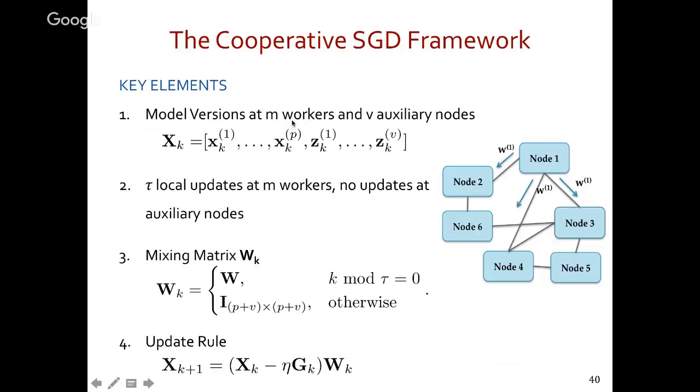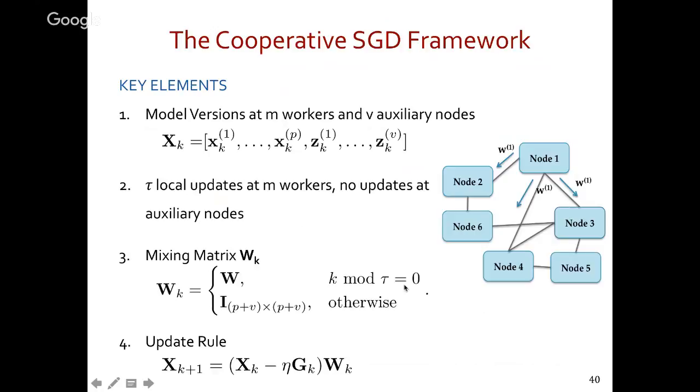And we consider M workers, which store P versions of the models, and V auxiliary nodes. So let me explain what I mean by auxiliary nodes and workers. In each iteration, the workers make local updates. So the M workers make tau local updates each. However, there are no updates made at the auxiliary nodes.